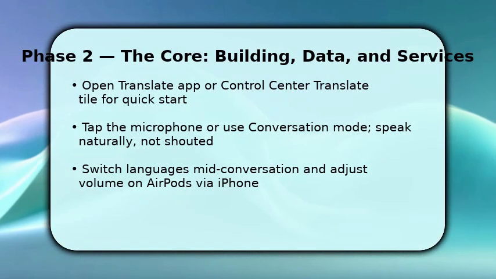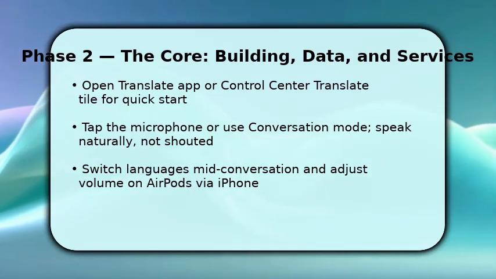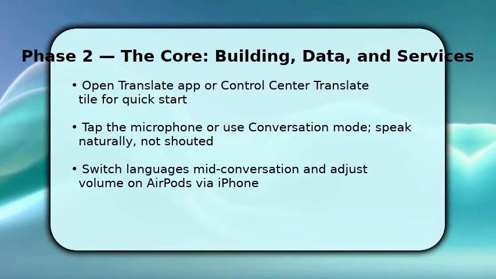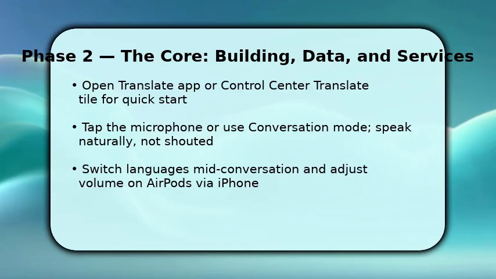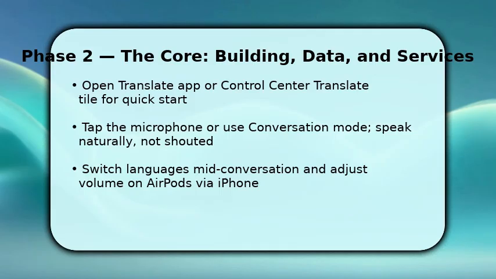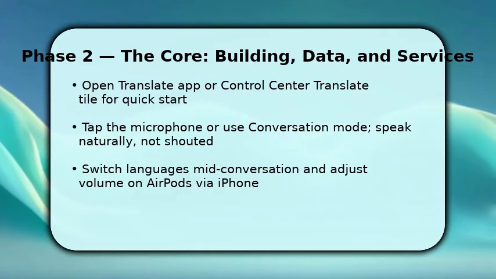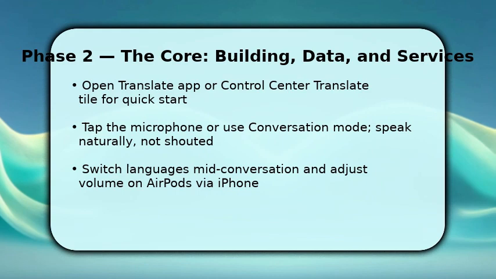Now you initiate translation. Open Translate or use the Control Center tile and choose Conversation Mode for back and forth speech. You speak into the iPhone mic, or if you prefer privacy, position the mic near the speaker. The app sends audio to your AirPods as translated speech. Make sure to speak in short phrases so the system segments sentences accurately, and if you need to switch languages, change the pair on screen. This ensures continuous, coherent translations without losing context.